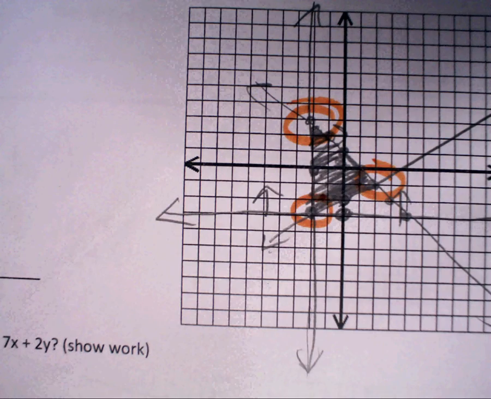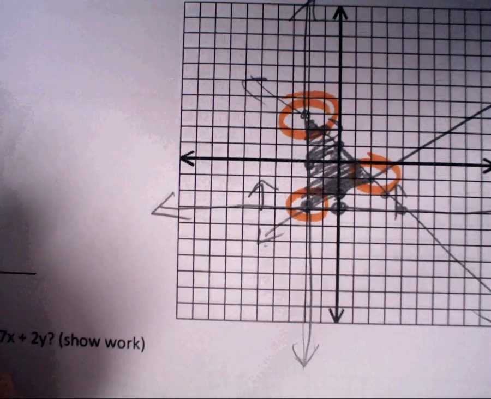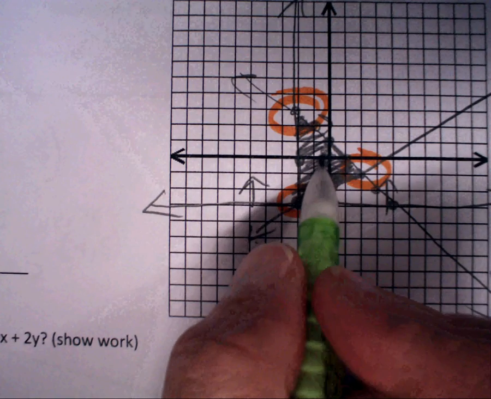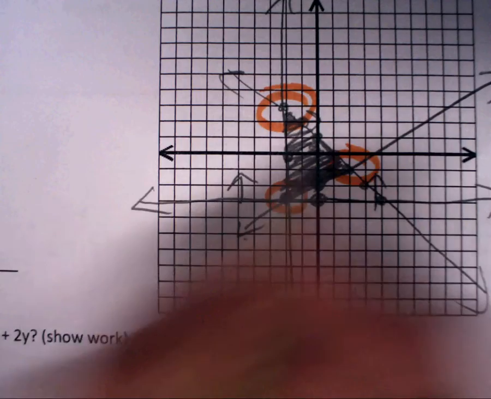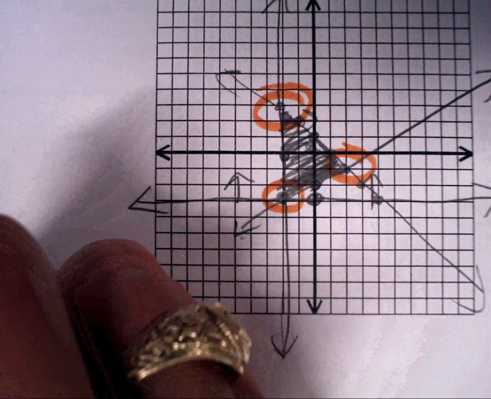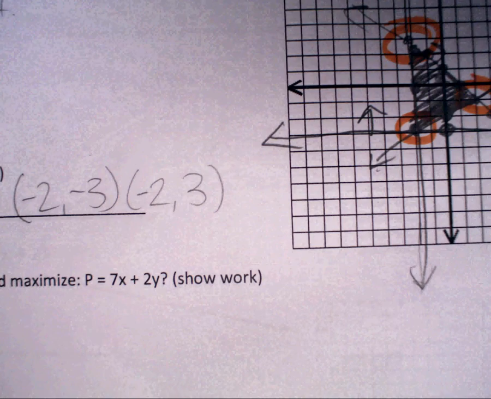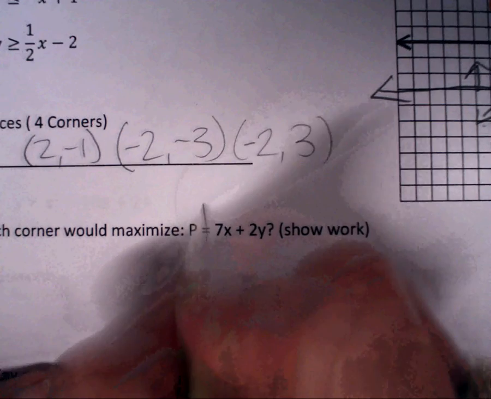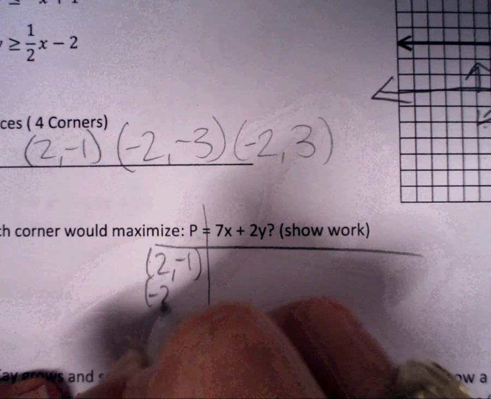Okay, so the three corners should be those. So that would be 2, -1. -2, -3. And -2, +3. That's weird. So then what I do is I take my corners.